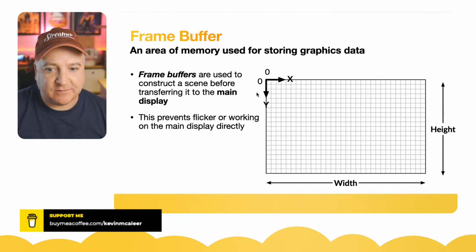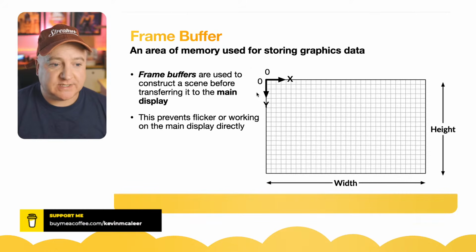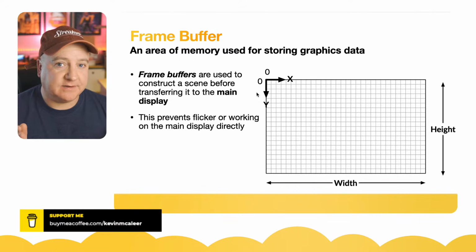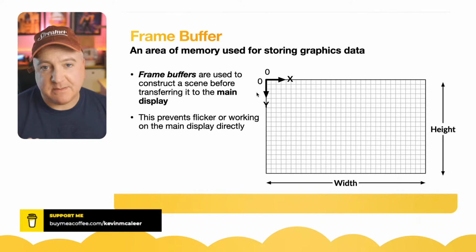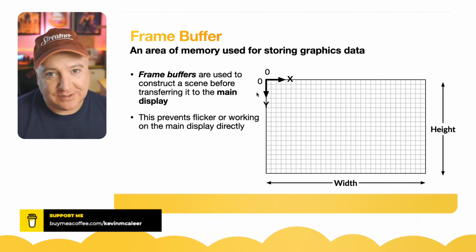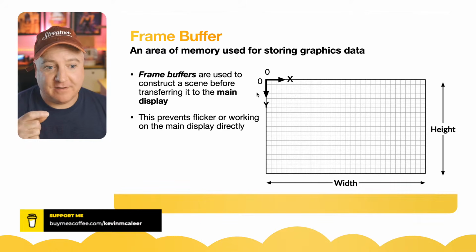You might have heard this before if you've ever done any kind of graphics programming. A frame buffer is just an area of memory used to store graphics data. It's typically an area given in dimensions of width and height, and that could be a single bit depth if it's just black and white. It could be 8 bits if you wanted 256 colours. If you wanted 16 million colours, then you'd need 3 bytes for each pixel.